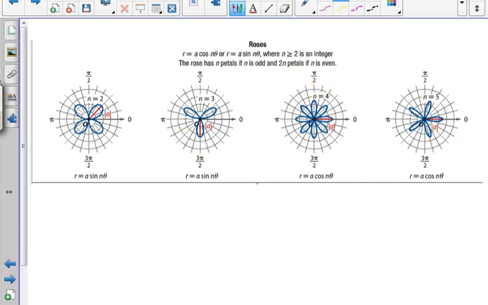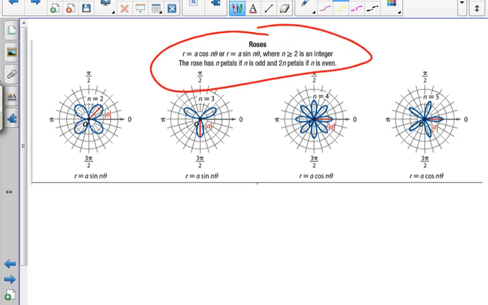These are the fun ones, okay? Please notice right up here what it says. It says the roses will come from A cosine B theta or A sine B theta, where B is greater than 2, then it has n petals if n is odd, and 2n petals if you put an even number in.